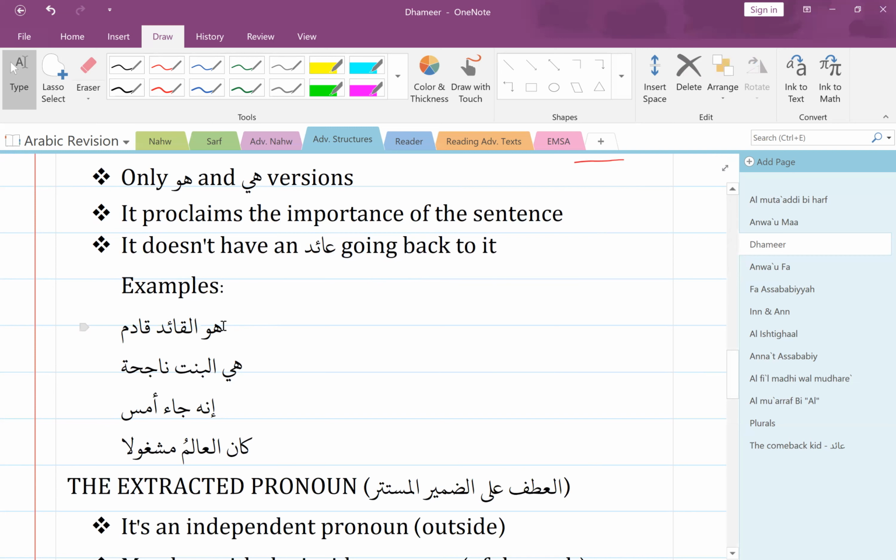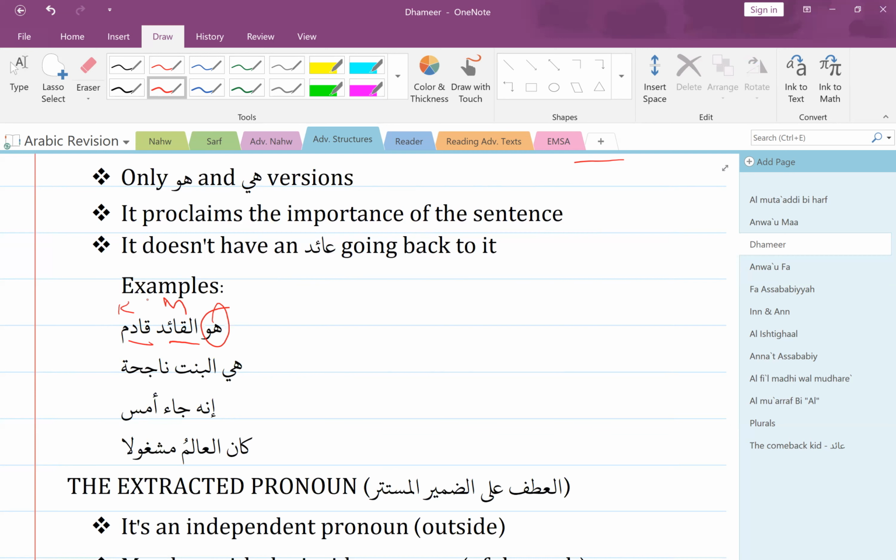Now, how do I know that this is the damirul shan? I try and translate it and say, okay, he is the leader coming. He is the leader coming. It doesn't sound so smooth. But when I say the fact of the matter is the leader is coming. So you see now this who I'm translating it as the fact of the matter is the leader is coming. So this becomes my mubtada, this becomes my khabar. And this is the damirul shan in the beginning. The fact of the matter is the leader is coming.